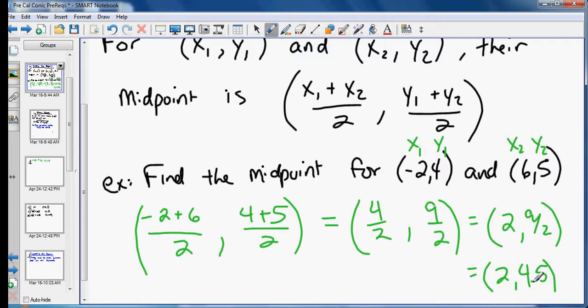Now, just in case you're wondering, it actually does not matter which x you put first or second and which y you put first or second. All it really matters is that you put the x's together in the first part and the y's together in the second part. Because since we're adding, it doesn't matter which one you pull from first.